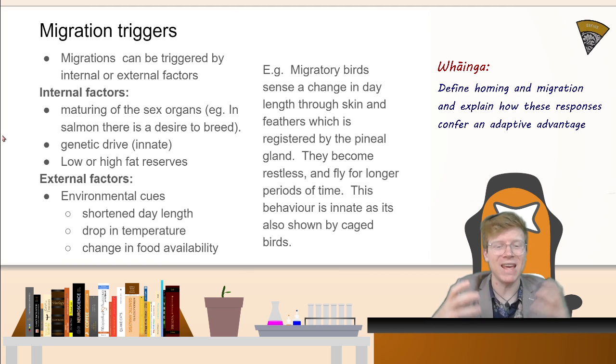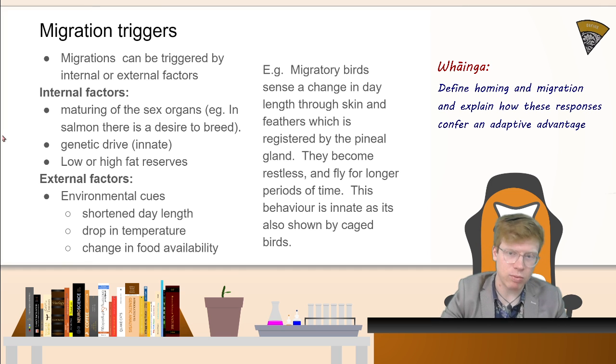There's also a bunch of external factors, and those are mostly related to the environment, right? And that'll be things like how long or short the day is, what the temperature has been over the last little while, how available is the food, all of these sorts of things. And usually it'll be a combination of these triggers that will encourage the organism to migrate. And we're going to learn throughout this particular topic exactly how these organisms are able to sense their environment and then make those decisions to migrate, even if they are innate, right?